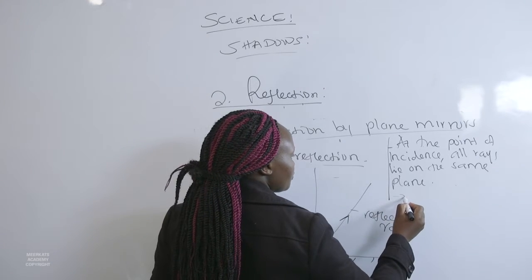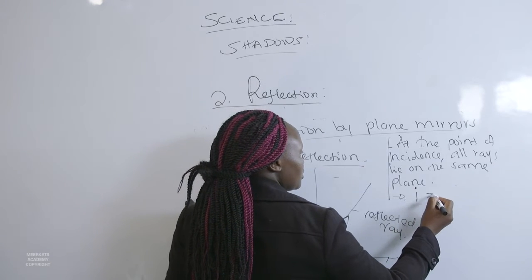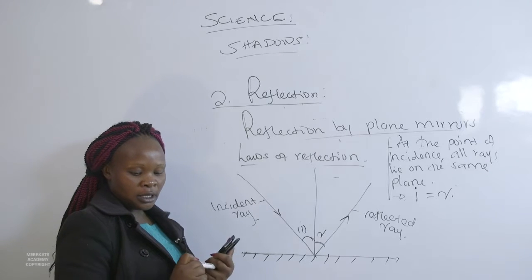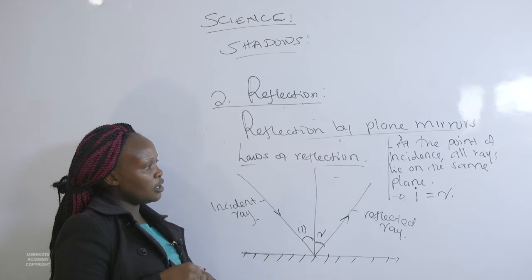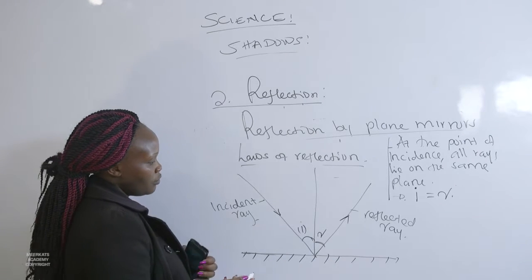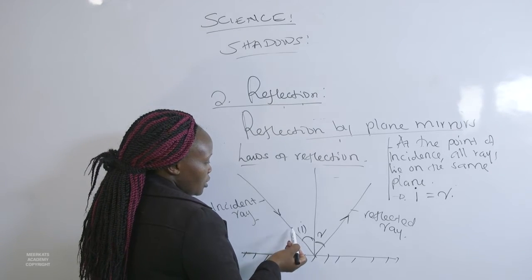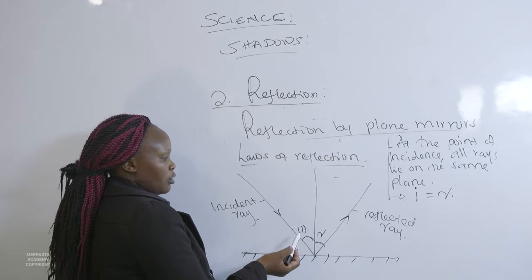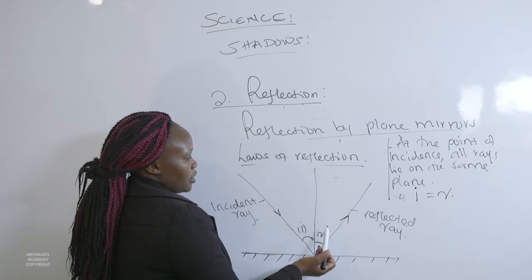Number two, we can discover that I is equal to R, where I is the angle of incidence and R is the angle of reflection. Those are things we can observe from our diagram here, where the angle between the incident and the normal rays is what we call the angle of incidence, and the angle of reflection is between the normal and the reflected.